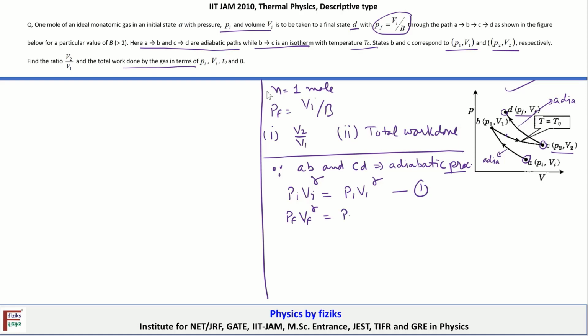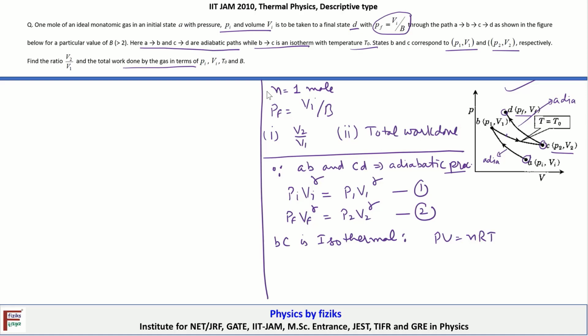So that means P2 V2 power gamma. Okay, let's call this equation 2. Now the third process, which is BC, is isothermal in nature. If it's isothermal, then PV = nRT will be satisfied.